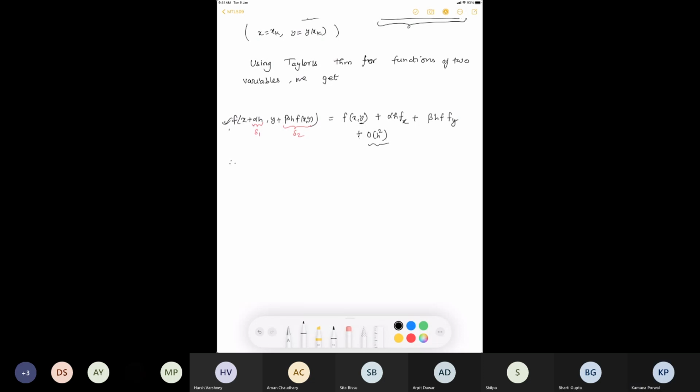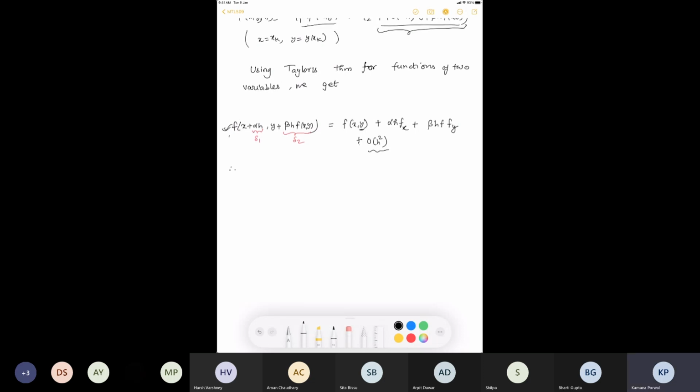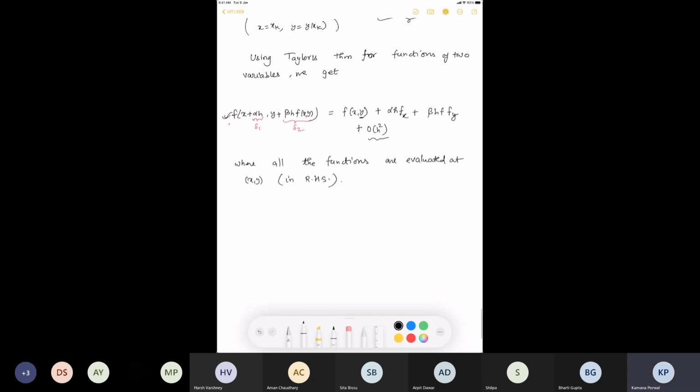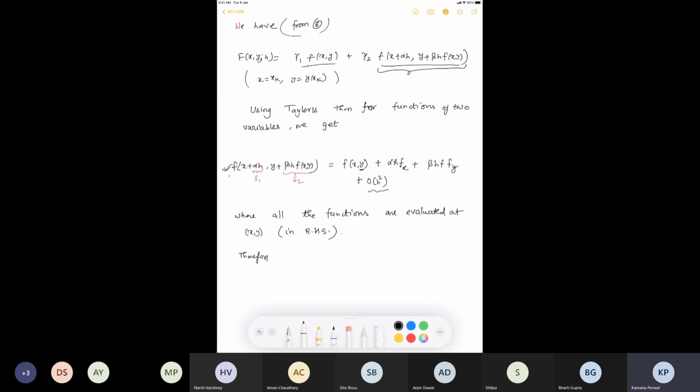Therefore, let me write this in case it is confusing, that all the evaluations here are at x, y, where all the functions are evaluated at x, y on the right hand side.